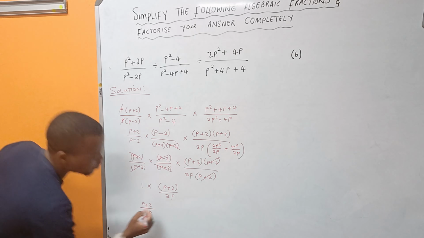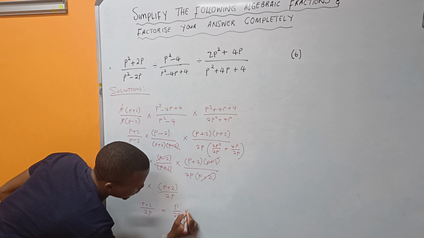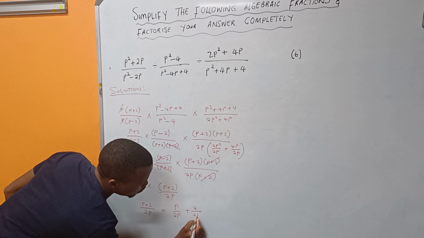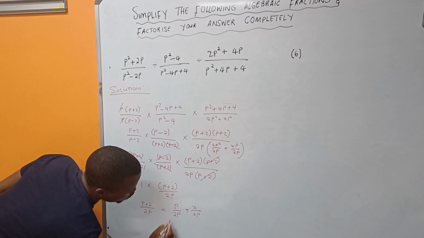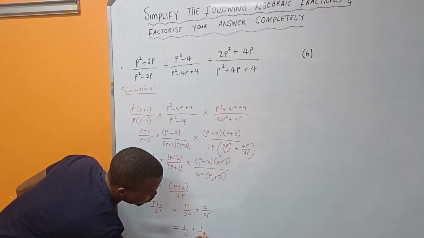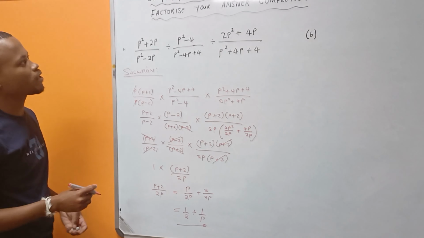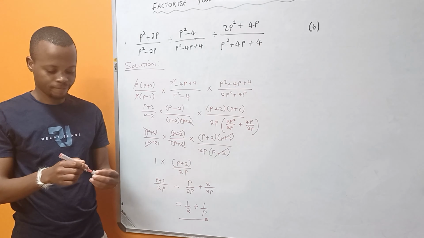You can continue. This is equivalent to p over 2p plus 2 over 2p, which is equivalent to 1 over 2 plus 1 over p. This is the factorized expression.